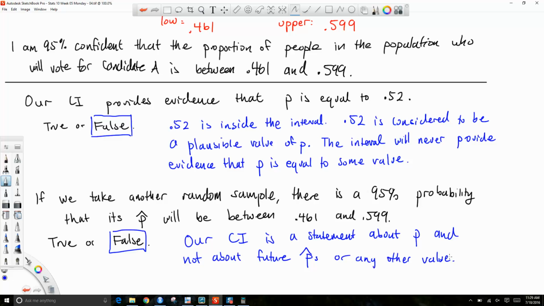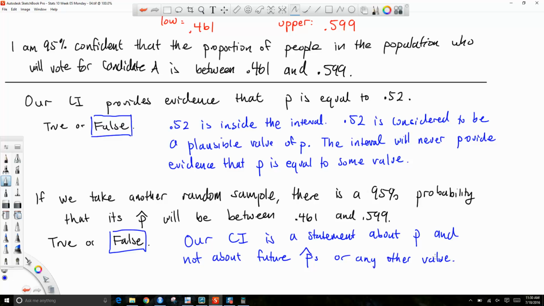Yes? Did you say that our confidence interval provides evidence that P could be equal to 0.52? Could be, yeah, I guess you could say that. We normally just say we're confident that P is between 0.461 and 0.599, and I guess that's what it would say. So, yes, that would be fine. Is that all right?